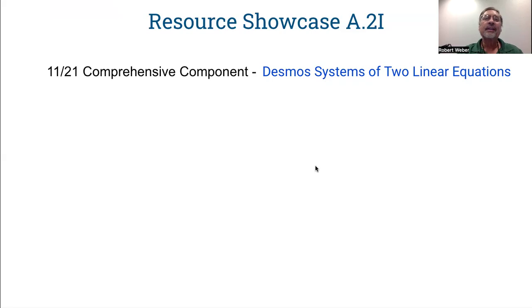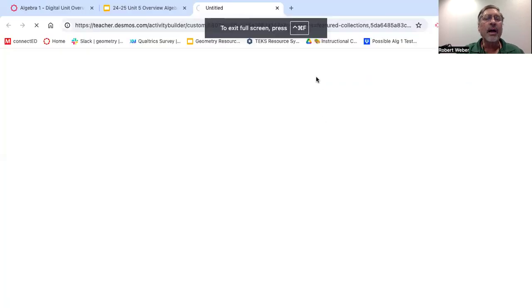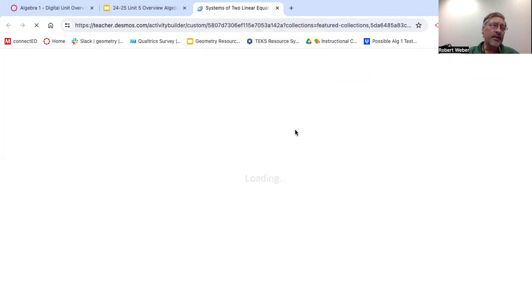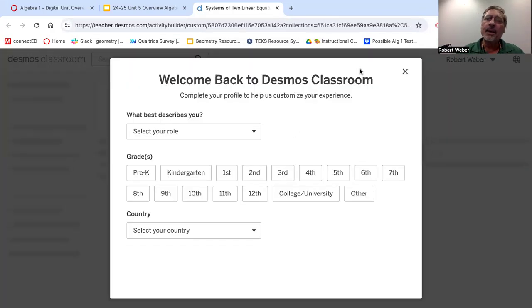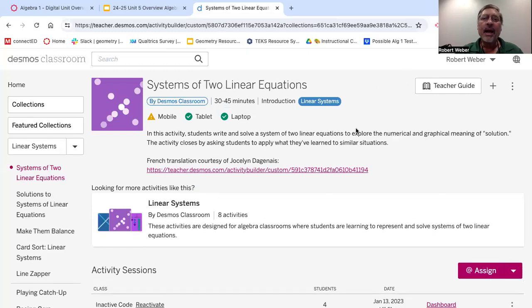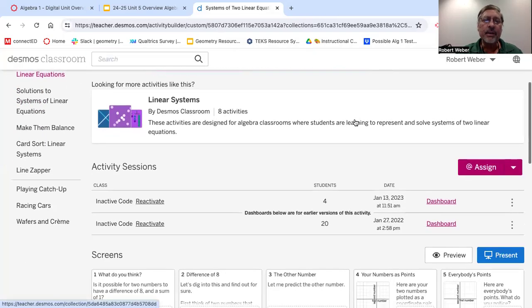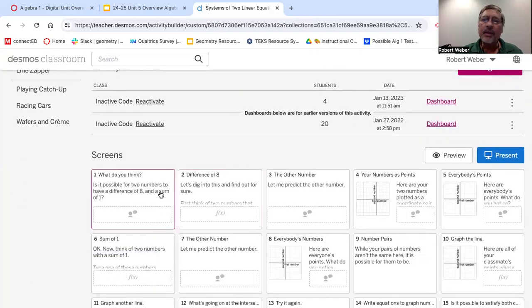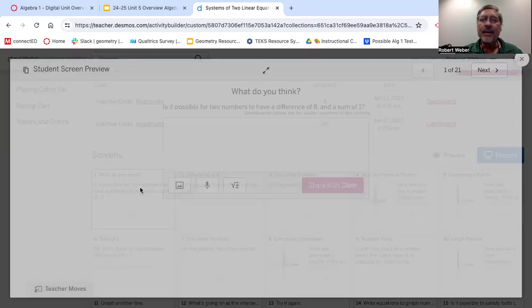Our resource showcase is actually using Desmos again. And I know that I like Desmos a lot, and some of you have your misgivings there, but I want to just showcase this particular Desmos again because of the power that it gives you. And my apologies, I'm doing this in the summer months, so accessing these is a little bit of a challenge, but the system of two linear equations here, you can see the screens for the slides down here.